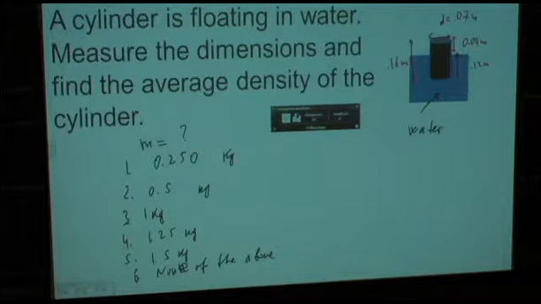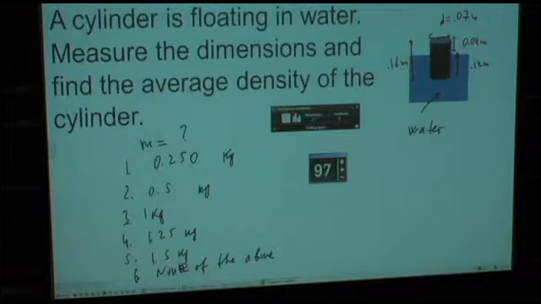So now, either you solve this problem and you choose the correct answer, or when time is running out, you just choose the answer. Hopefully it's correct. I want to calculate the volume of the whole cylinder. When we know the mass, calculating the density is a simple calculation.